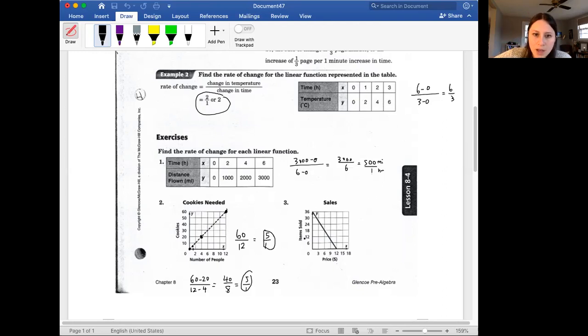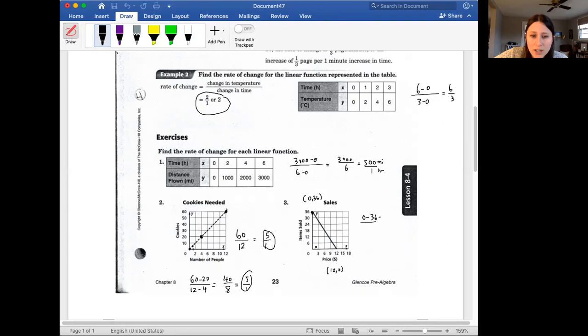Okay, sales, items sold, and the price. So if we look at this, our initial point is at 0.36. I'm going to put this as our point, 0.36. And then our final point is at 12.0. So when we subtract our vertical change, it really is 60 minus, or actually it's 0 minus 60. So I'll put that here, 0 minus 60, because our final position of Y is at 0.